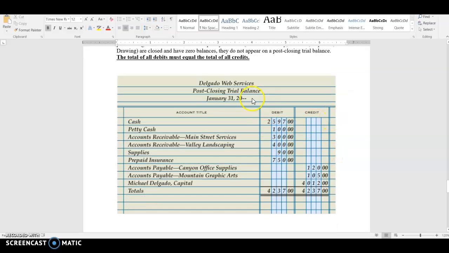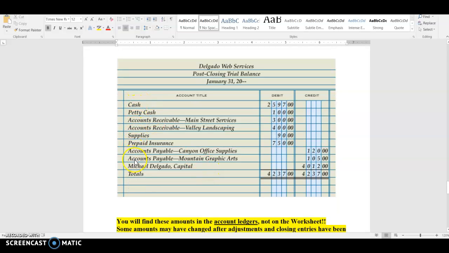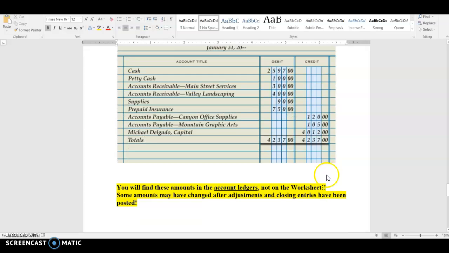So this is what this statement will look like. We'll have the company name at the top. We'll have post-closing trial balance on the title line, and then a specific date, the end of the month. For this particular one it was January 31st. We list every single account that has a remaining balance, so these are all of our assets, liabilities, and owner's equity. And then we add them up, and the debits must equal the credits. So here's all of our assets. Here are the debits. We have two liabilities, and then the owner's capital account, and then the balance is equal.